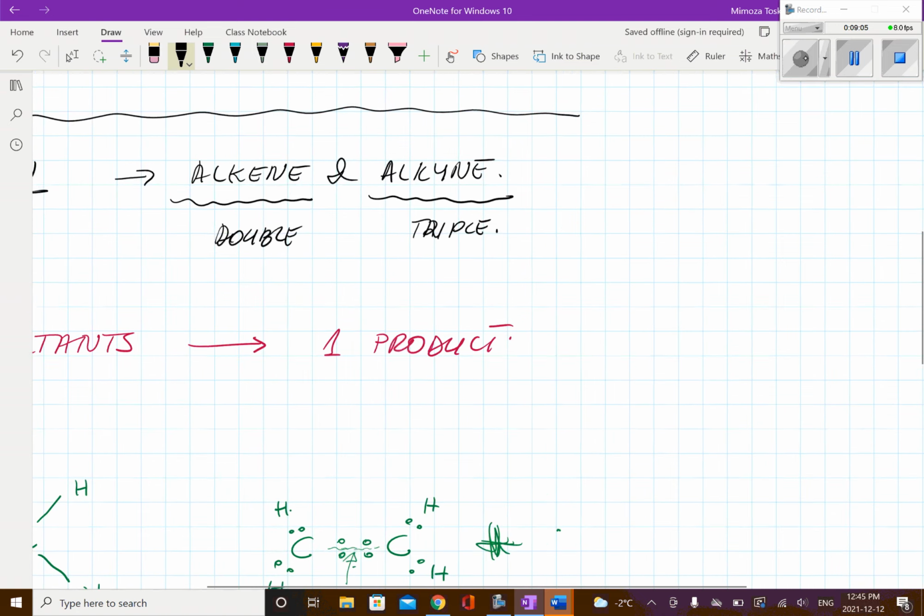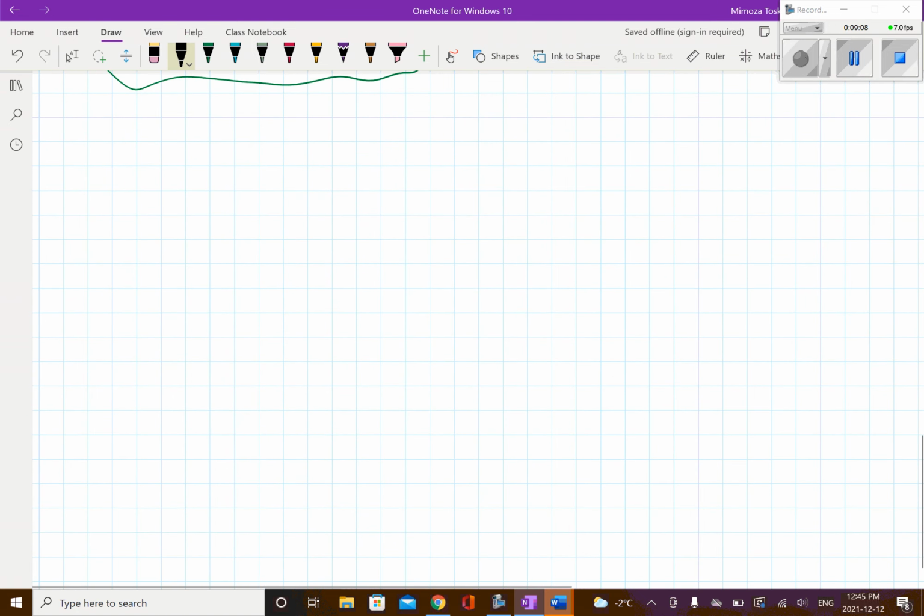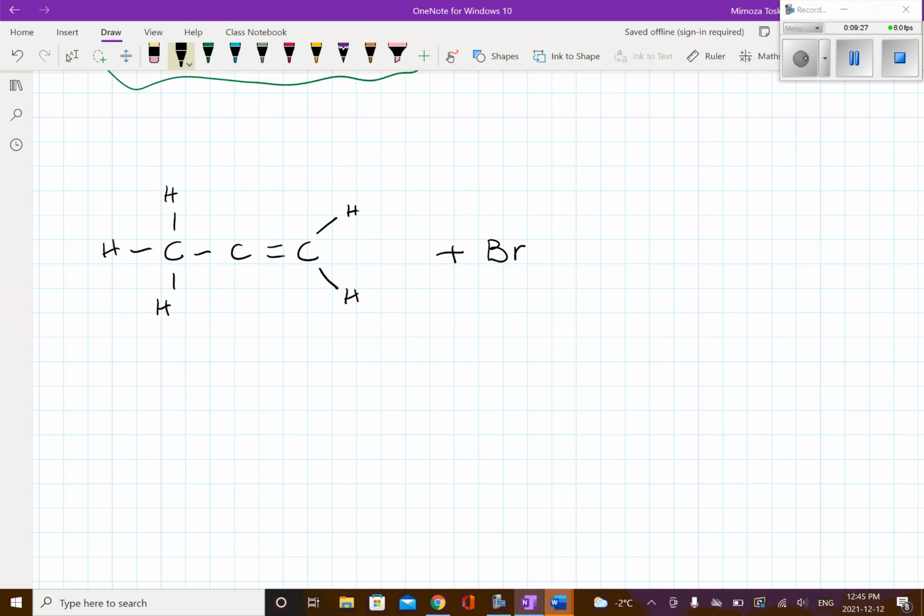Propene will be something like this: C, double bond C, and then hydrogen is here. Hydrogen, hydrogen, and then let's say that it is reacting with bromine. Bromine is Br2, which means that you'll have one Br, two Br. Okay, so now this bond is broken here.